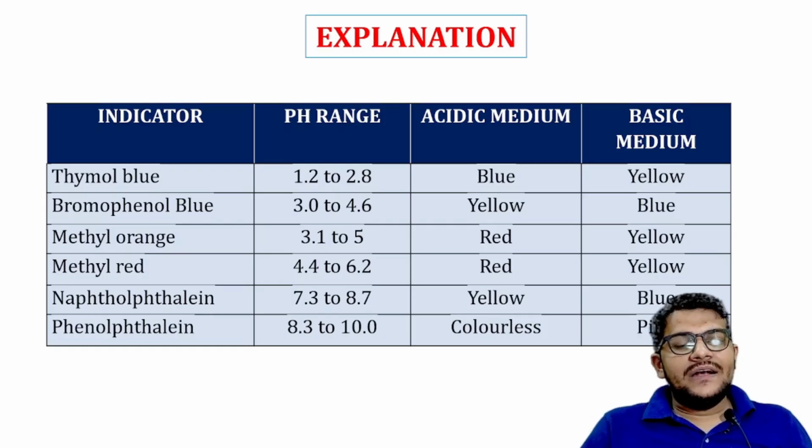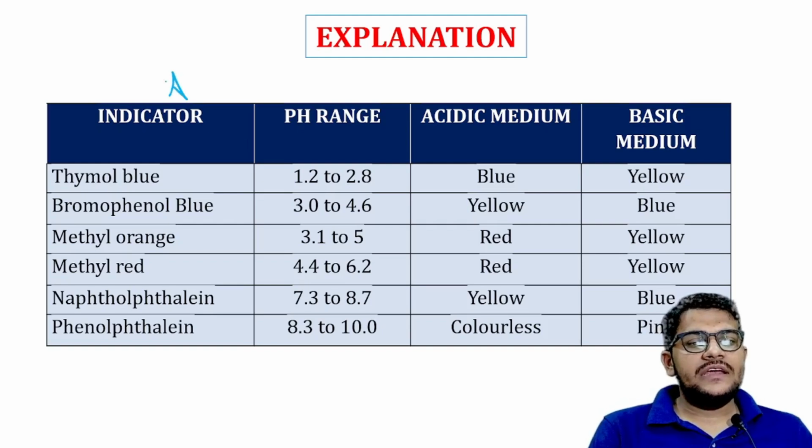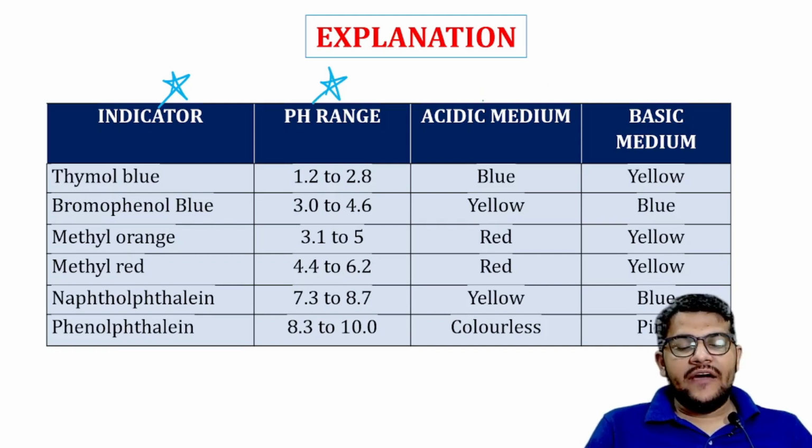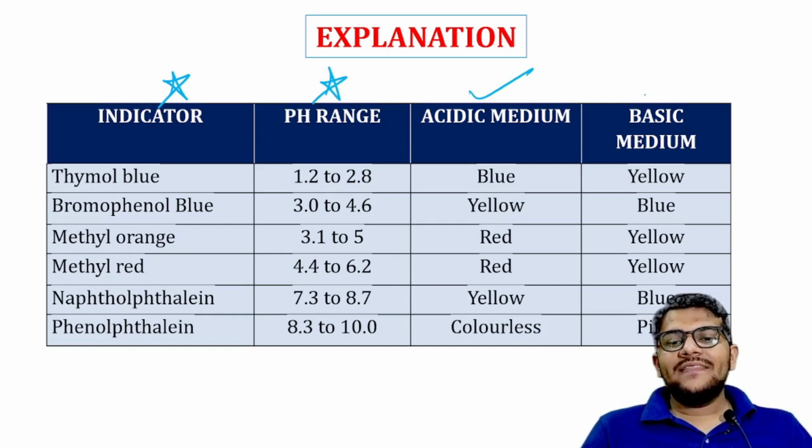So this is the typical diagrammatic table, having 4 columns. The first column shows the indicator that we are using in the titration. The second column shows the pH range. After that, the third column indicates the acidic medium, and the last column discusses the basic medium and the color that is formed in the basic medium.